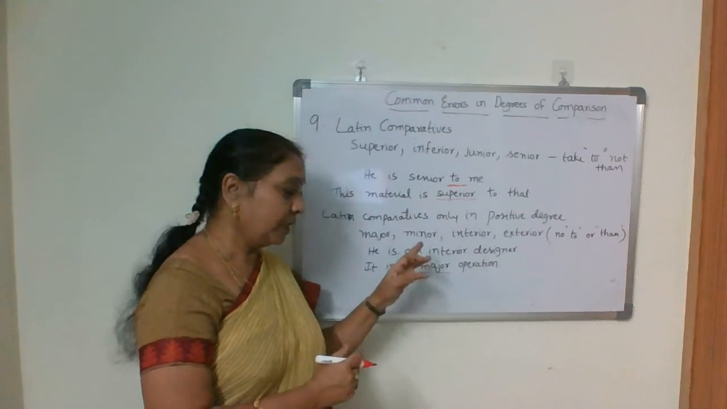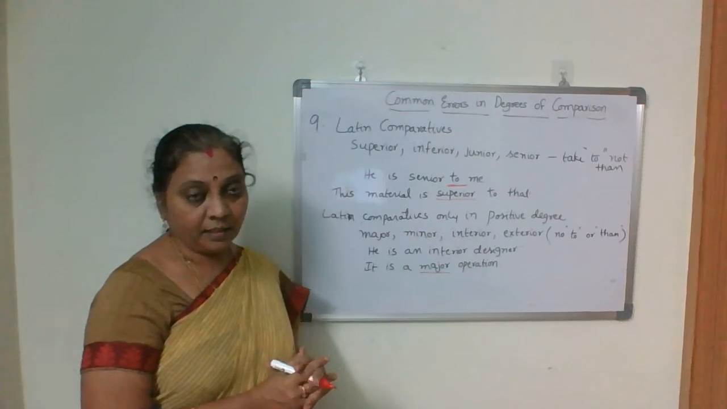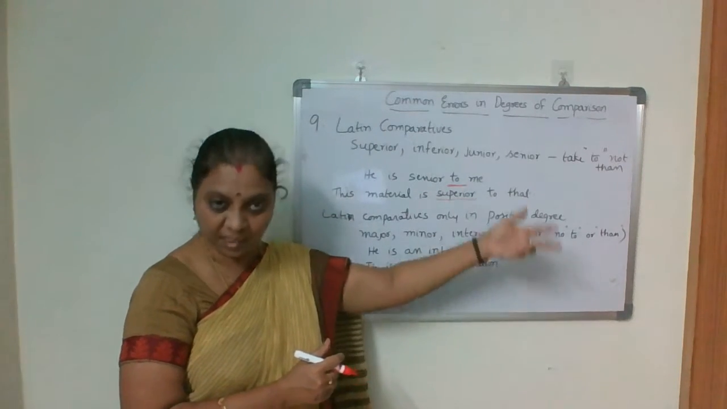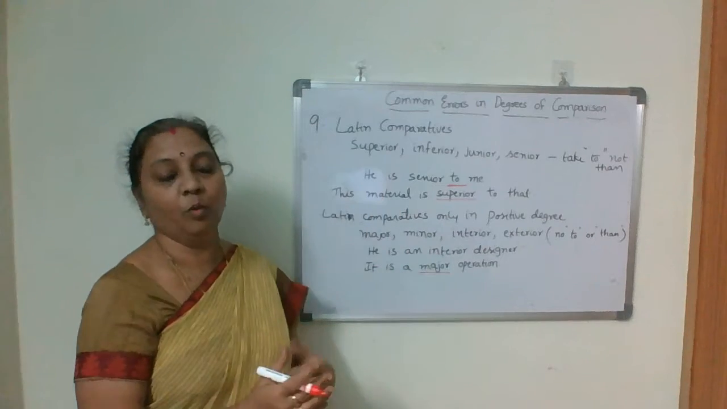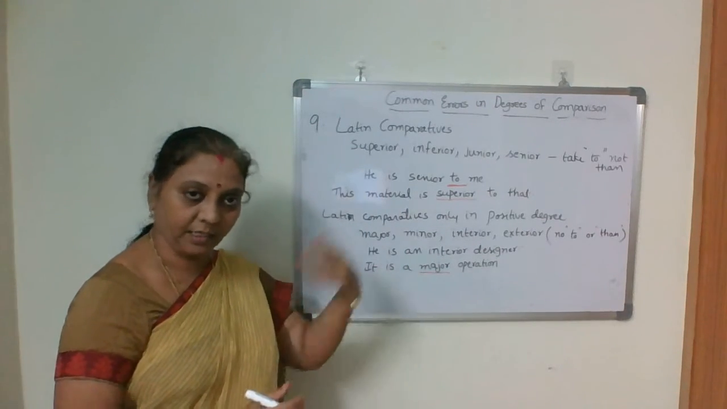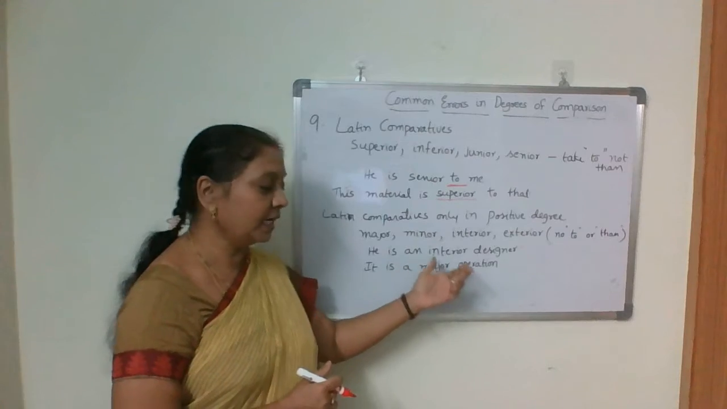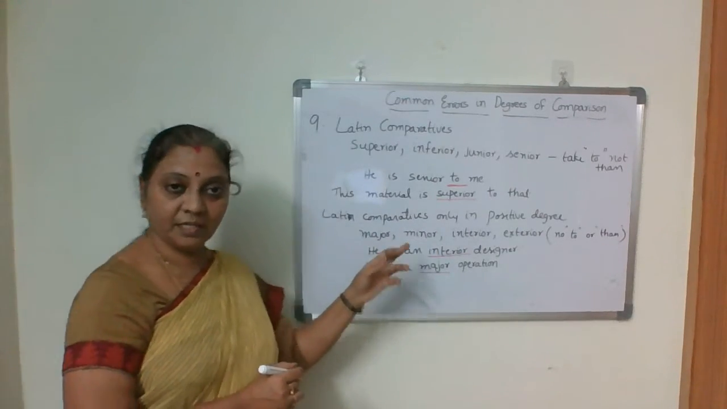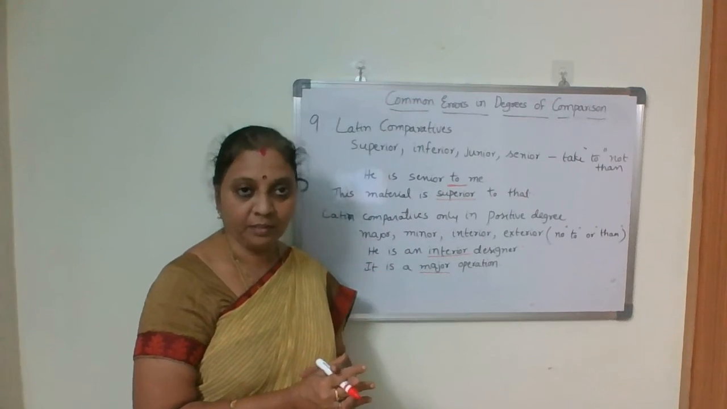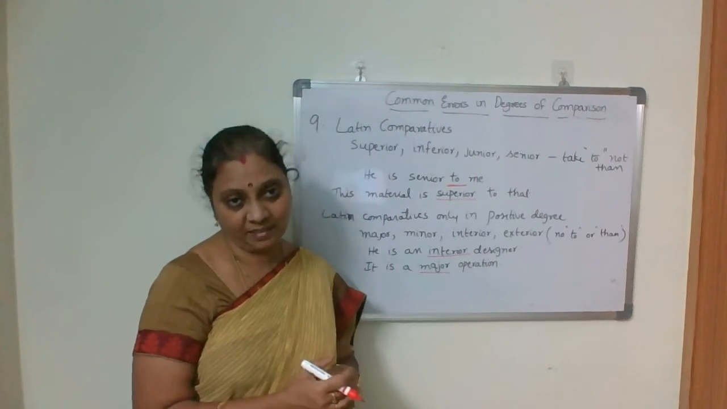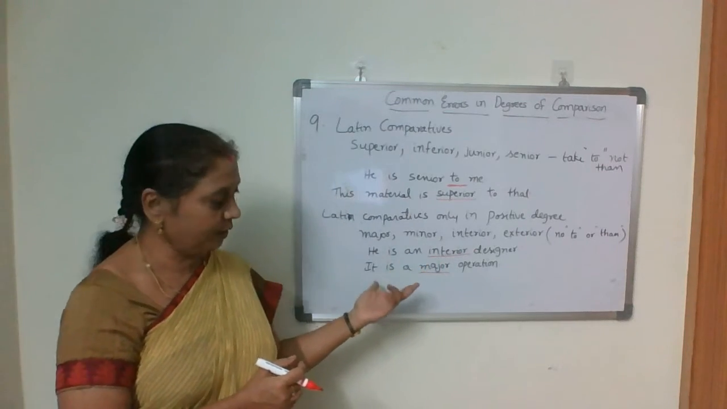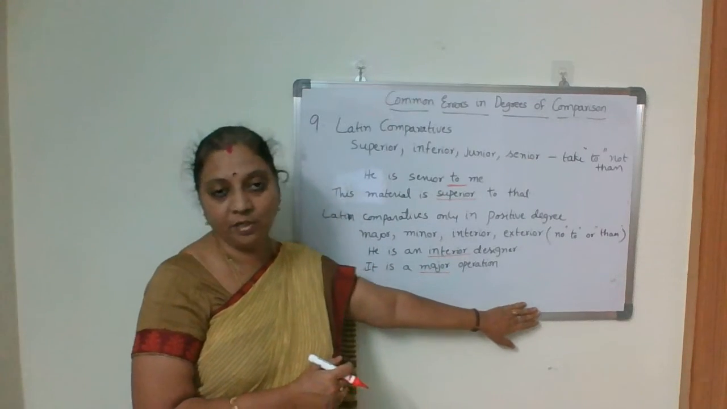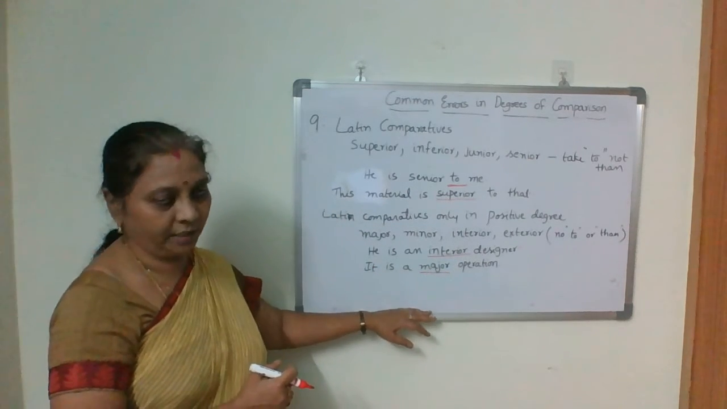It is a major operation. He is an interior designer. The exterior walls of the house need to be painted, need to be decorated more. Exterior means outside, interior means inside. He is an interior designer. He underwent a major operation, or he met with a minor accident. In such cases, we use major, minor, interior, and exterior. No "to" or "than", because these are used only in the positive degree. Next one.